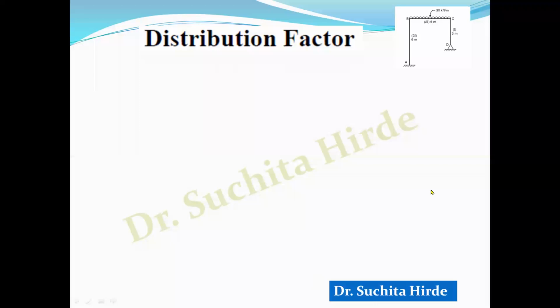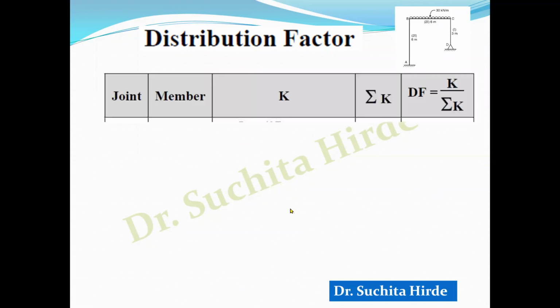Once you calculate the fixed end moment, the next stage is to calculate the distribution factor. You know that for calculating distribution factor, we make a table of these 5 columns: joint, member, relative stiffness, sum of relative stiffness, and distribution factor, which is the ratio of K upon summation K. Now in this case, first of all, you have to identify how many joints are there. In this frame, there are two joints, joint B and joint C. At joint B, there are two members, BA and BC. So you have to see how the far end is.